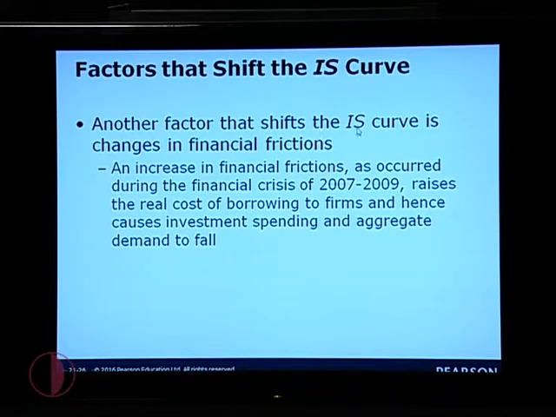Another factor that shifts the IS curve is a change in financial friction, as we have explained in the case of the United States. An increase in financial friction, as occurred during the financial crisis of 2007-2008, raises the real cost of borrowing to firms and hence causes investment spending and aggregate demand to fall.